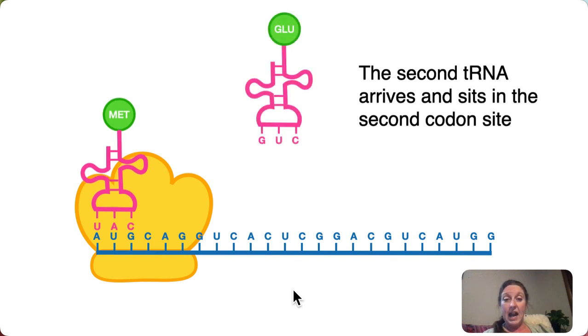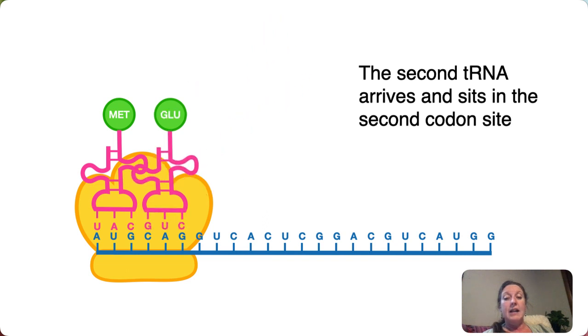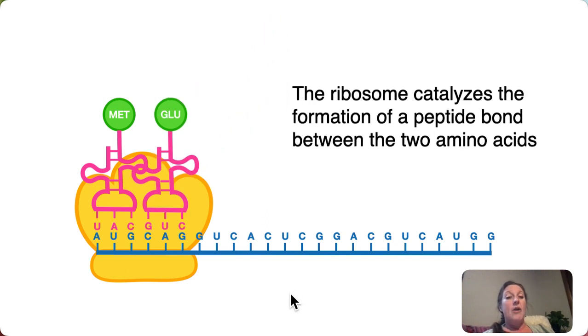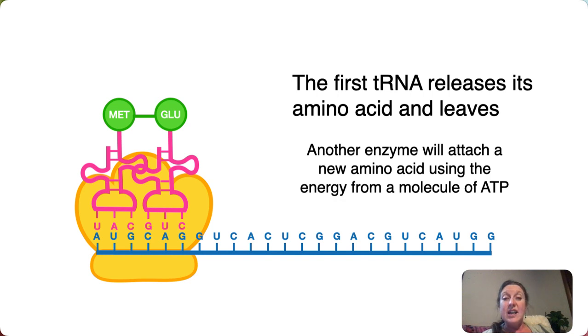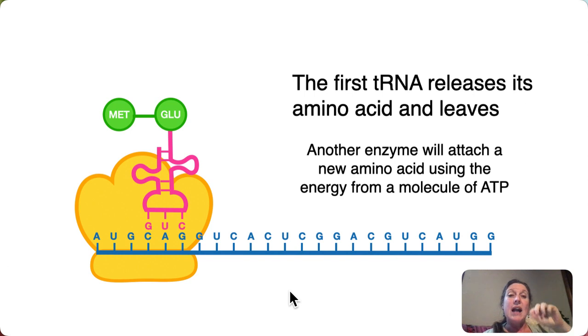Then a second tRNA with a different anticodon binds to the second codon site. Now the ribosome is able to catalyze the formation of a peptide bond, which is dehydration synthesis between 2 amino acids. Right? And now the first tRNA releases its amino acid and leaves. Now, off of this screen, what's happening to that tRNA is that it's interacting with an enzyme that uses ATP, which is the form of energy that the cell is able to use, and it's getting connected to a new amino acid, a new methionine, so that it can be used again when methionine comes up in the sequence.